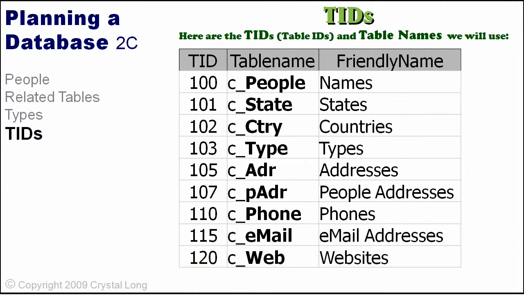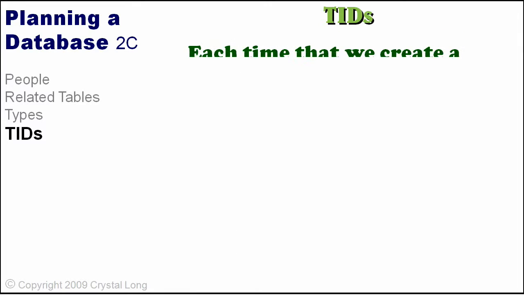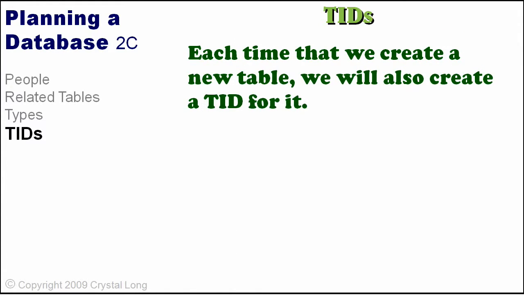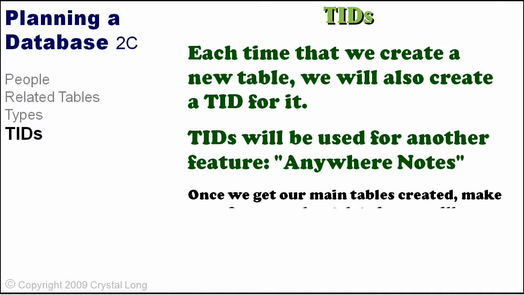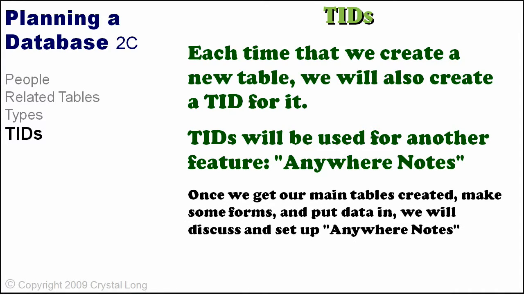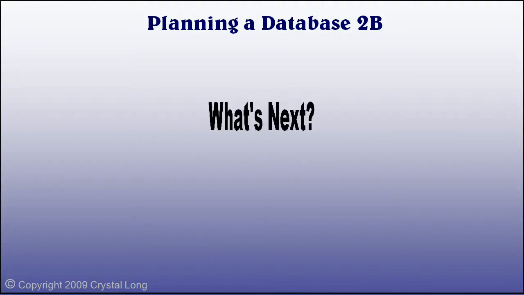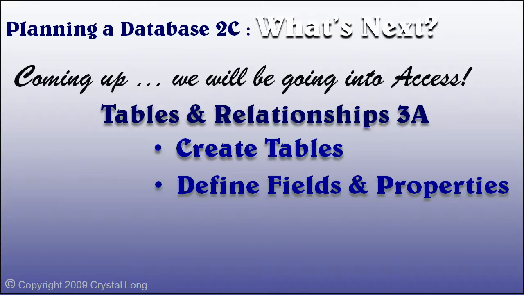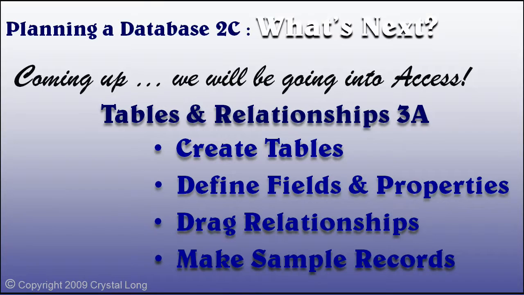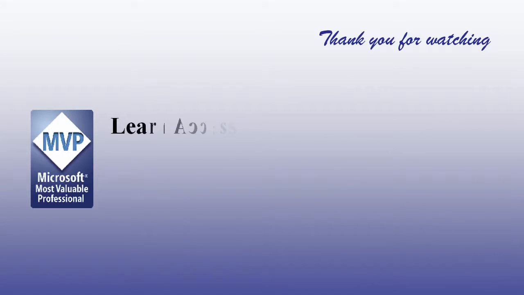Each time we create a table, we will also create a TID for it. TIDs will also be used for another feature: Anywhere Notes. Once we get our main tables created, make some forms, and put some data in, we will discuss and set up Anywhere Notes. What's next? We will be going into Access to create tables, define fields and properties, drag relationships, and make sample records.